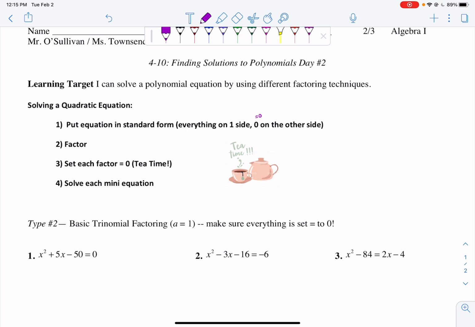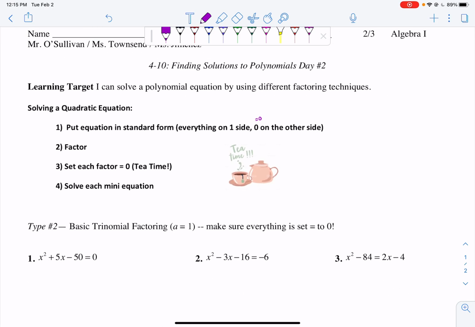Then we're going to factor. Then we're going to set each factor equal to 0. So this is when we do T time. And then you're going to solve each mini equation after setting each factor to 0. That's the easiest part. The hardest part is putting together all this information.